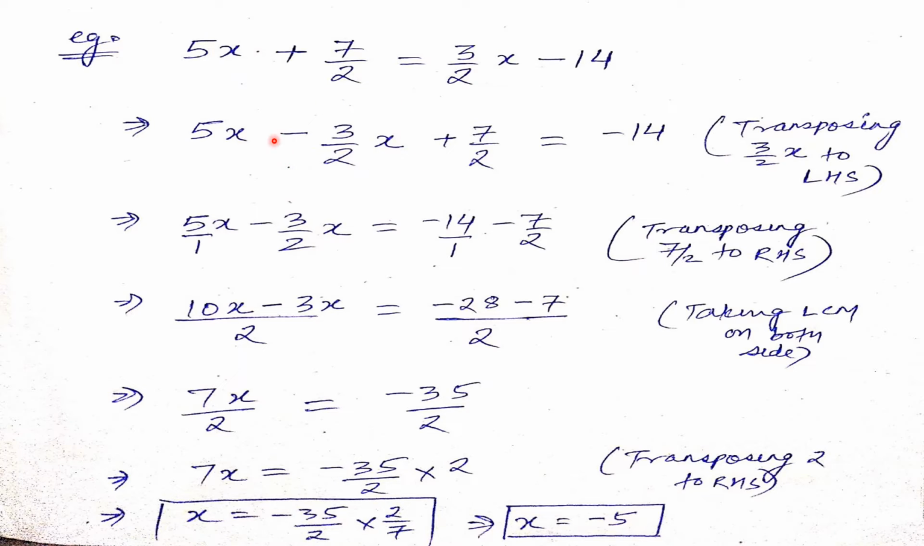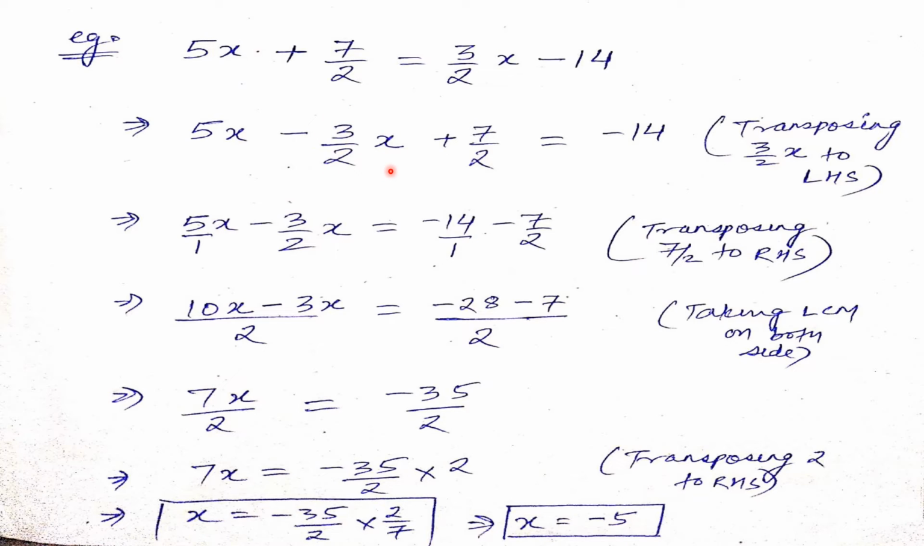x. You can see 5x is same, 7 by 2 is same. No changes are on 5x and 7 by 2. Only change is on 3 by 2. Earlier it was positive, but when it came on left hand side, it became negative. Okay, you can see this is also same. Earlier it was minus 14, now also it is minus 14. Only change is on 3 by 2 x.